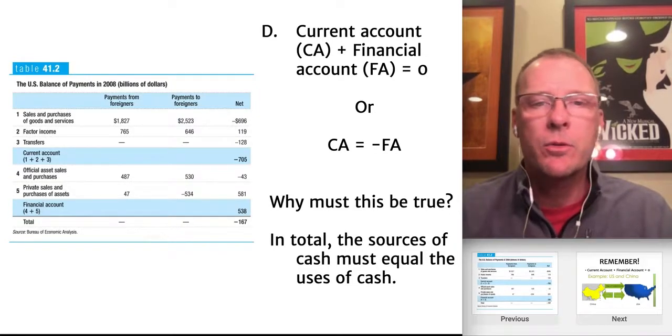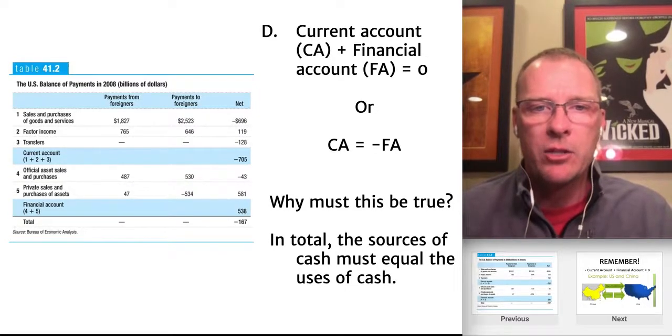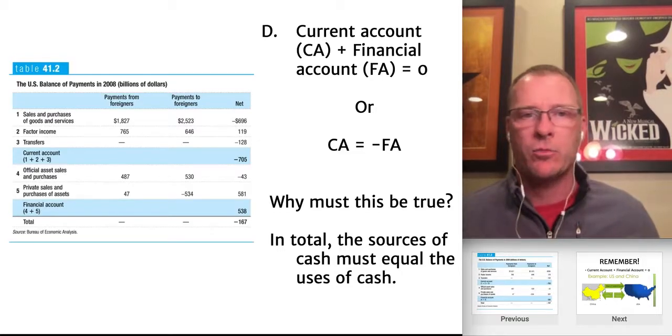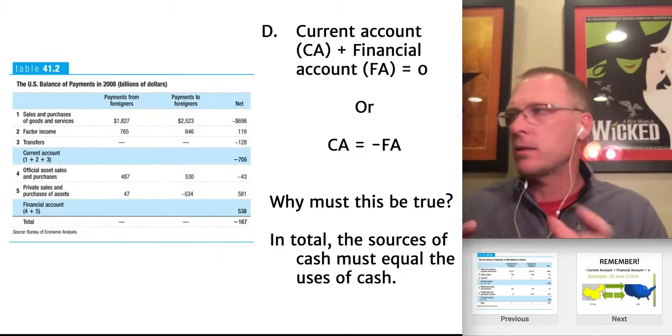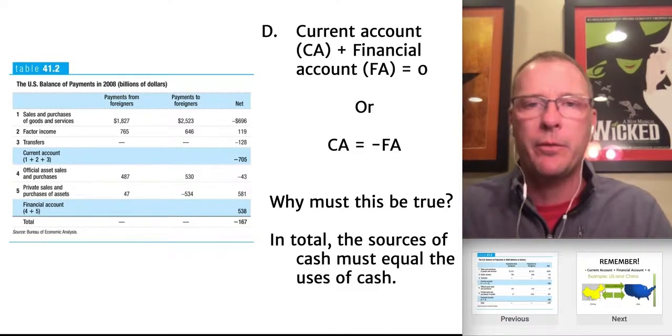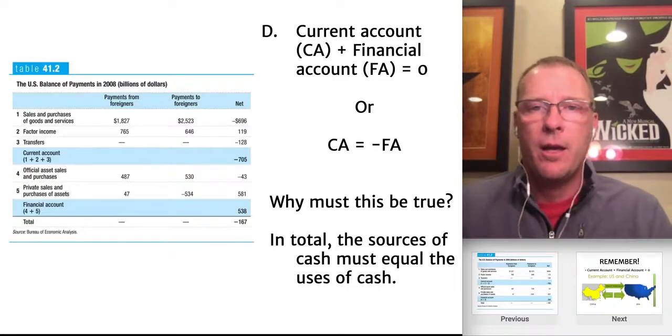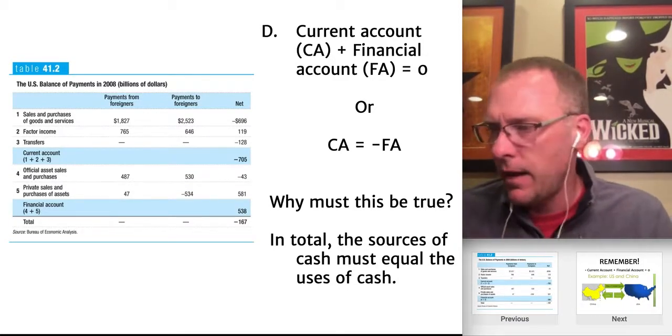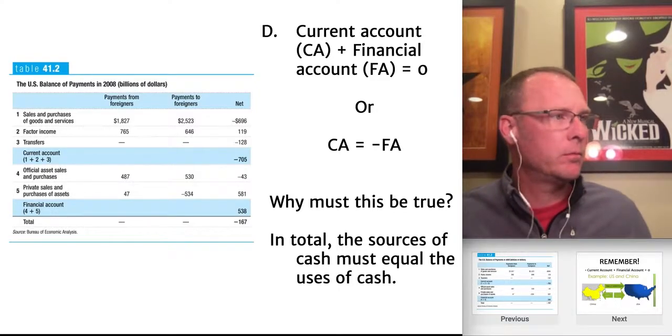And why is that true? It's because the sources of the cash must equal the uses of the cash. So if you're making money and then spending money, those two things need to be able to equal each other. You can't have money and then say, well, you bought this.